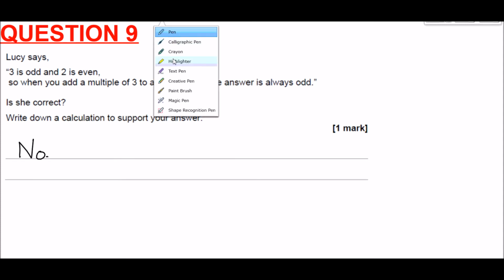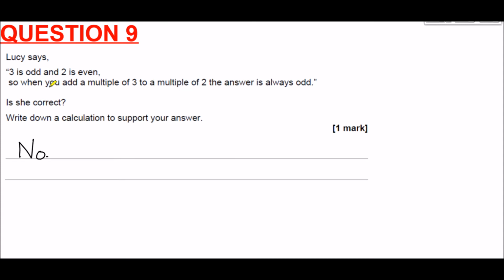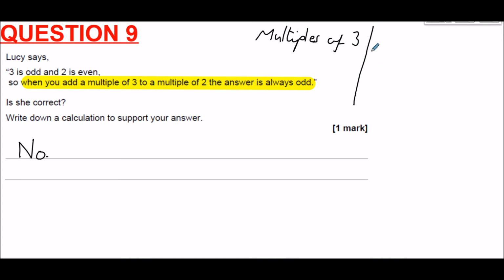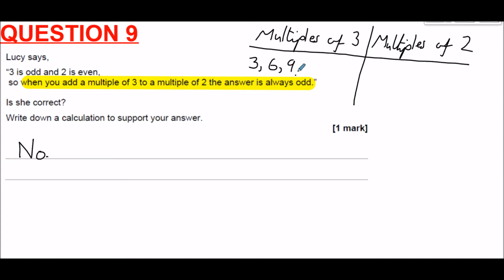So what she's claiming here, if we just highlight what she's actually saying, is when you add a multiple of 3 to a multiple of 2, the answer is always odd. So if you just think now of multiples of 3, and also multiples of 2. Multiples of 3 just means numbers in the 3 times table. So 3, 6, 9, 12, 15 and so on. The multiples of 2: 2, 4, 6, 8, 10 and so on.